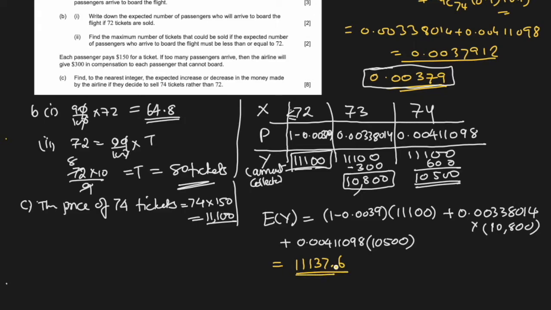After many times calculation with the calculator, I got 11137.69. Okay, let me read this one. So it is quite a high number as compared to the marking scheme. Some of you will comment, oh, it is different from the marking scheme, but this is what I got. I am not agreeing with the marking scheme.